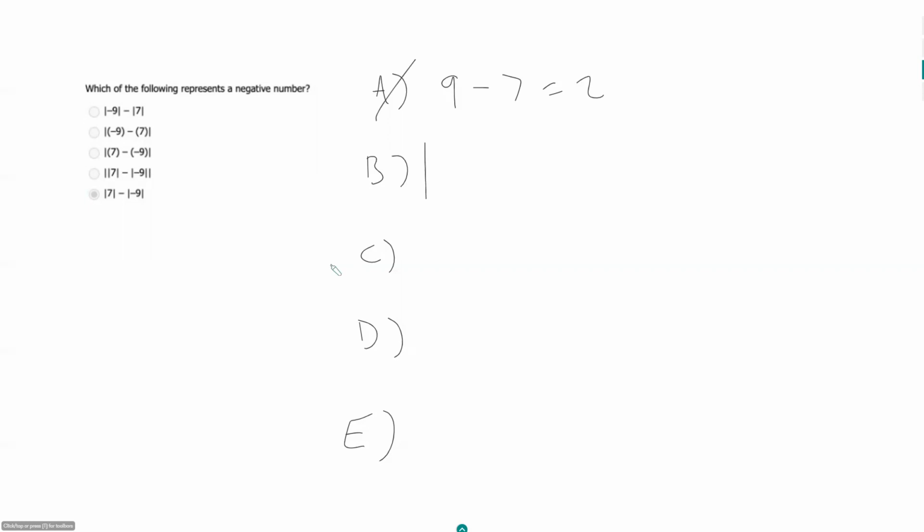So here we have work from the inside out. So negative 9 minus 7 is going to be -16. So this whole thing is going to be the absolute value of -16, which is just 16, which is not negative.